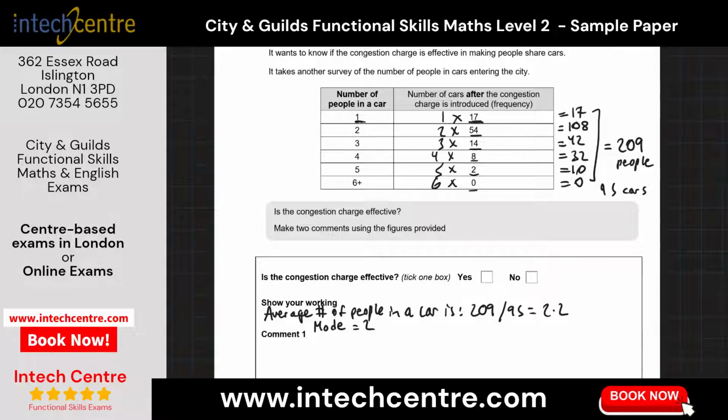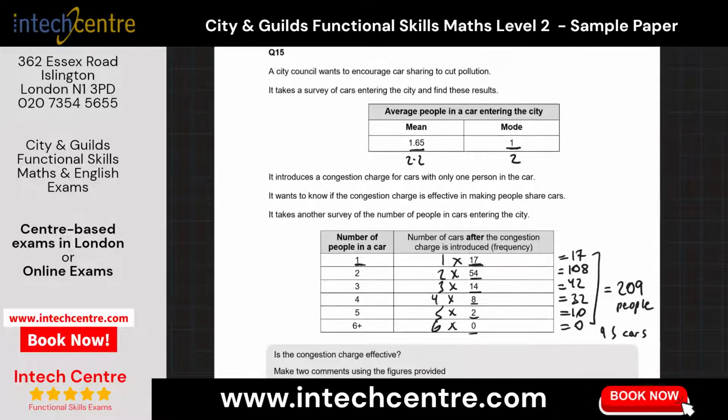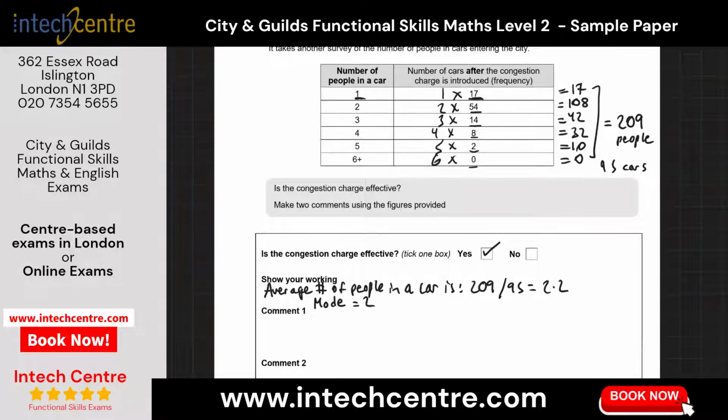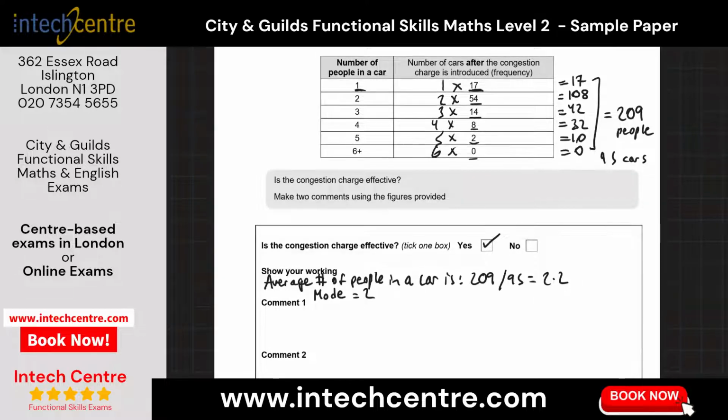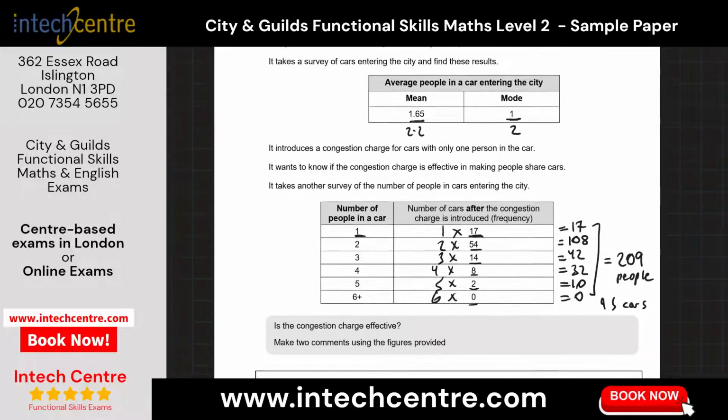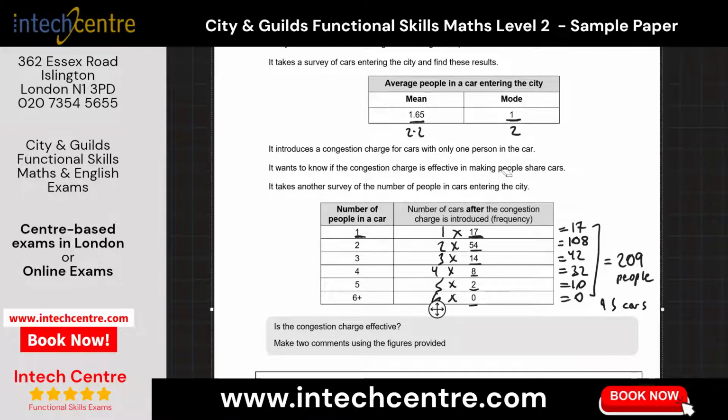So is the congestion charge effective? Yes, right? Because their goal was to get more people sharing a car to cut pollution, and this congestion charge has done so. For this part, the two comments they want you to make are with respect to the two figures we're trying to compare, right? So we have the mean and we have the mode.